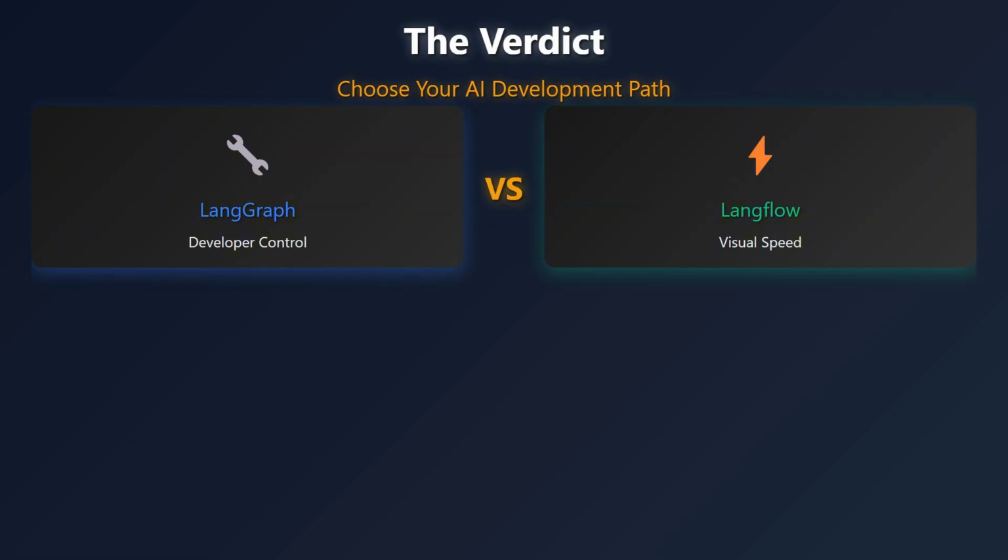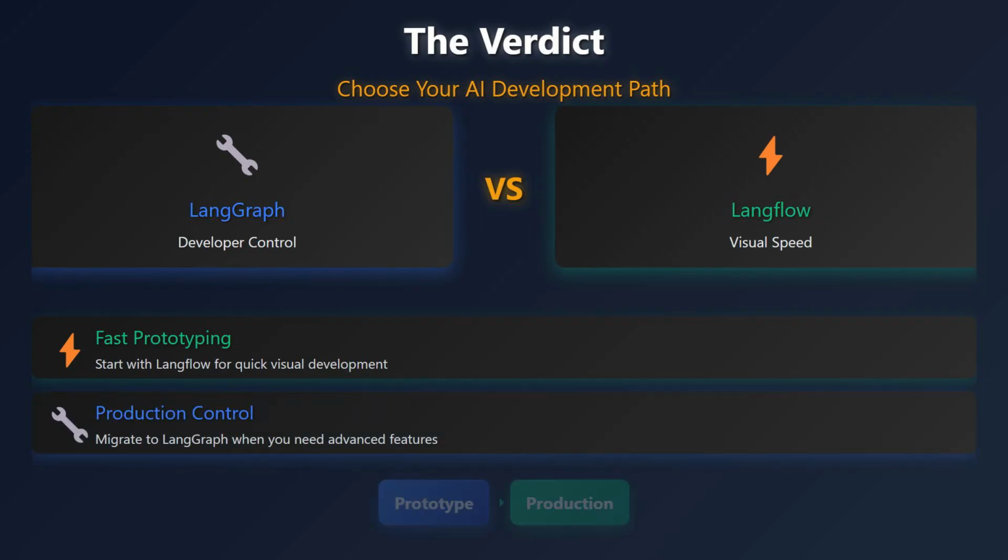Here's the truth, there's no wrong choice here. Both LangGraph and LangFlow are solving real problems, just for different types of projects and developers. If you're a developer who loves control and is building something complex, LangGraph will give you the power you need. If you want to move fast, see your logic visually, and get something deployed quickly, LangFlow is your friend. And here's a pro tip, you don't have to choose forever. Many developers start with LangFlow to prototype and understand their requirements, then migrate to LangGraph when they need more control or are ready for production scale.